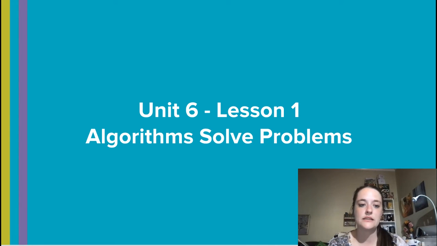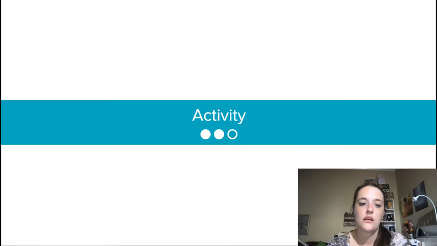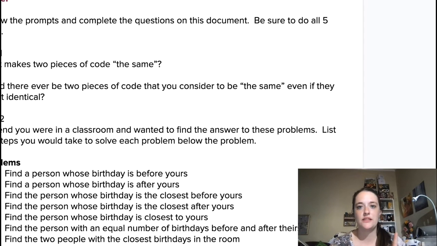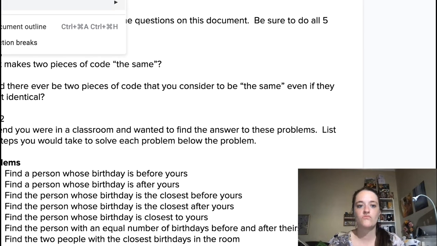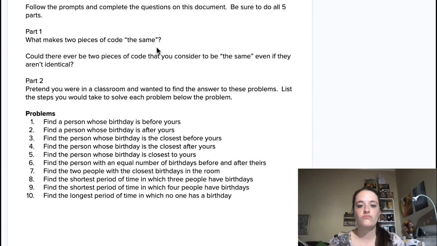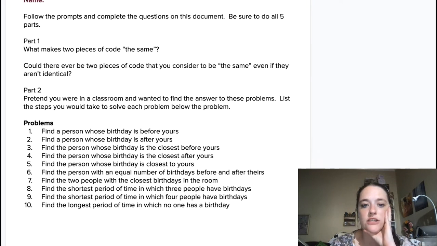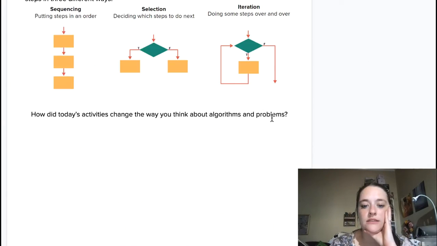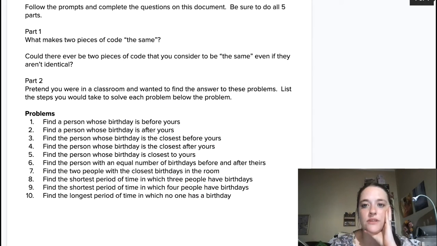This is linked in your assignment post. The first thing I want you to do after you download the activity guide is open it. It's looking like this. You've got your name. You'll make a copy, and we're going to go through this stuff.